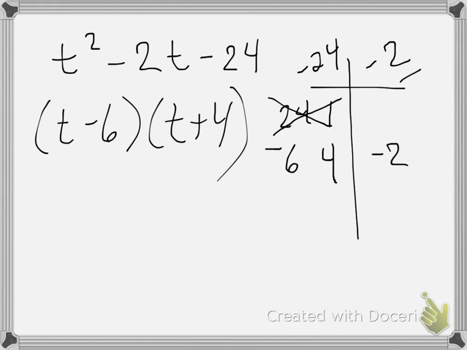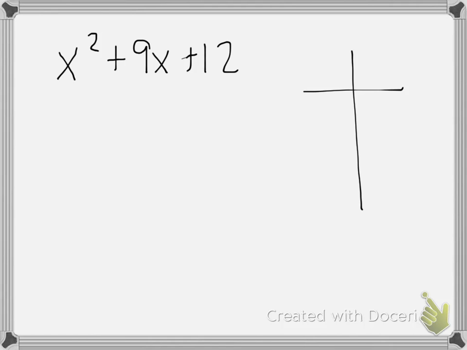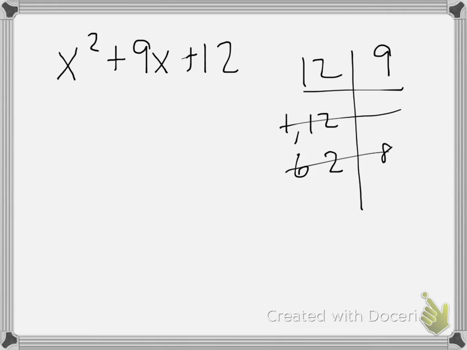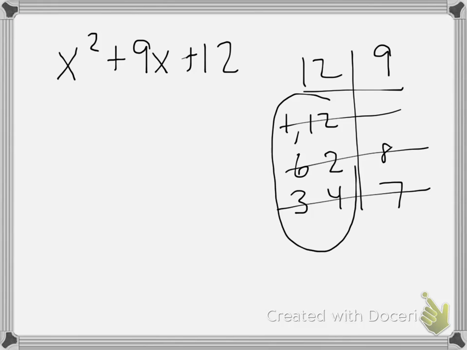And again, FOIL it back to make sure. Okay. Sometimes you get problems like this. And you're sitting there going, it's got to multiply to 12 and add to 9. And you go, okay, 1 and 12. No, that doesn't do it. 6 and 2. No, that adds to 8. That doesn't do it. 3 and 4. That adds to 7. That doesn't do it. And then you're out of options. There's no other factors that multiply to 12.